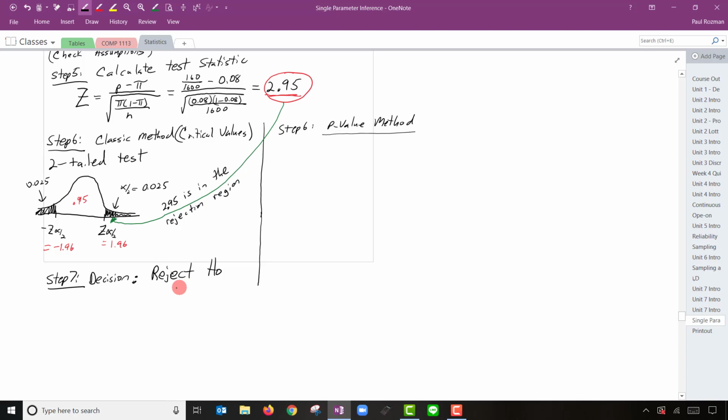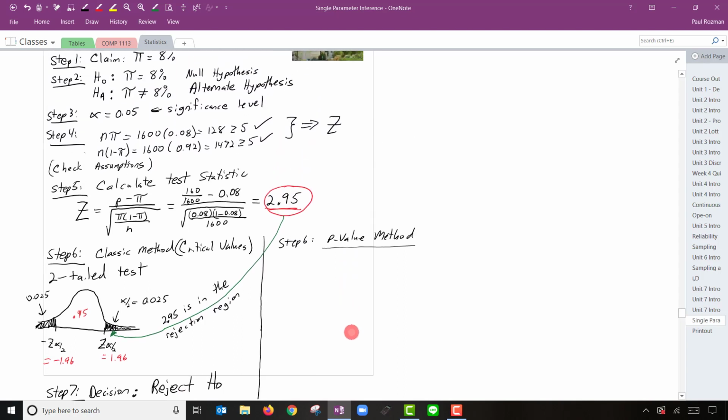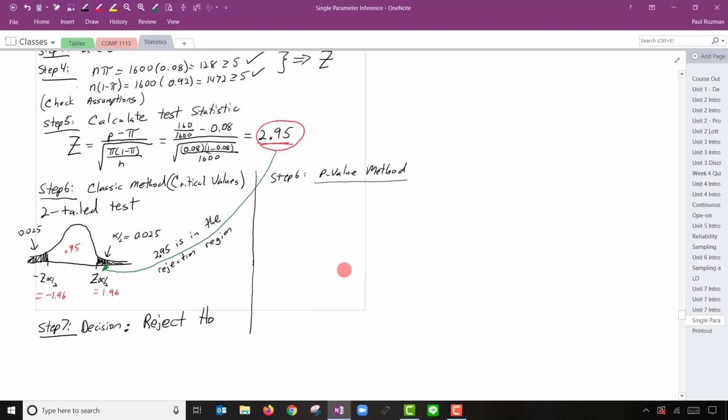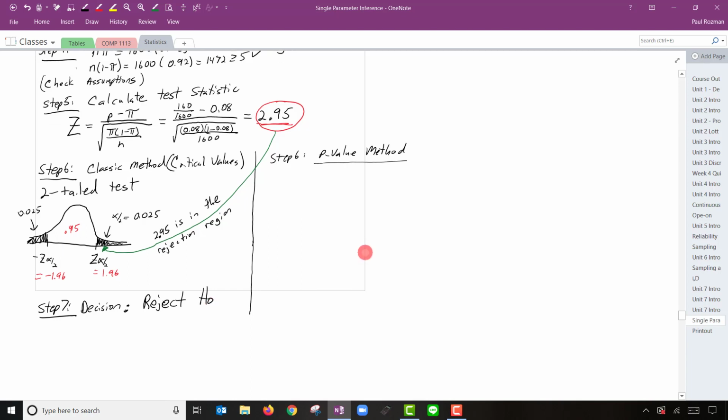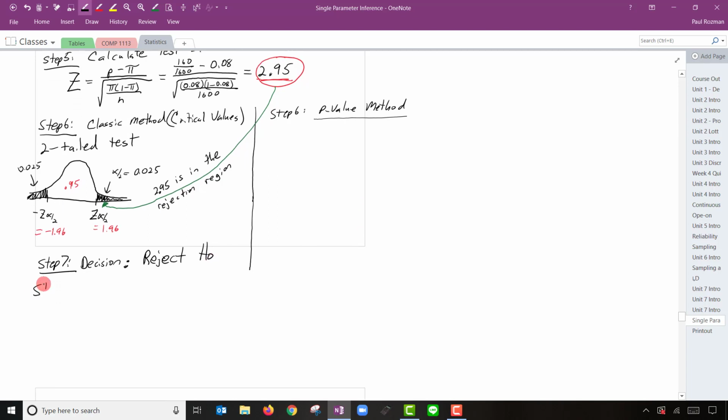Mostly we want to keep it somewhat wishy-washy because there's a probability that we made a mistake. In fact, we know what the probability is. There's a 5% chance that this conclusion is wrong, that we've rejected the null hypothesis when we shouldn't have. And that will be reflected in our final step here. Step 8 is your conclusion.